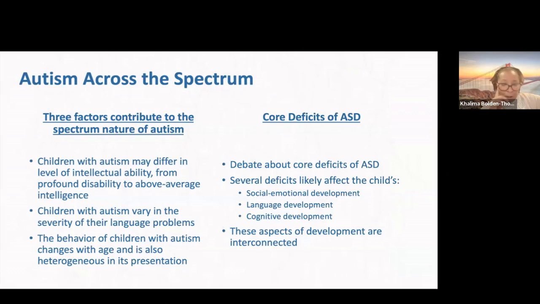Autism across the spectrum. As we have already said, autism has three major categories of symptoms. Furthermore, it also has a range within each of those categories, and you've got the range of intellectual disability, how much their functioning might be impacted, et cetera. So the major factors that contribute to the spectrum we see are that they differ in intellectual ability, language, the severity of language issues, and they are so heterogeneous in their presentation.